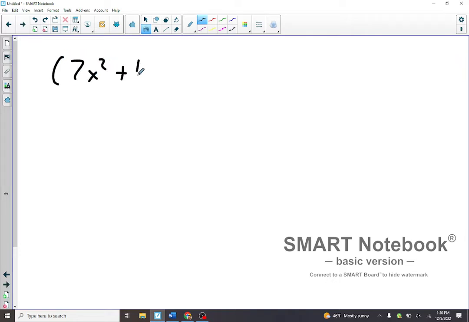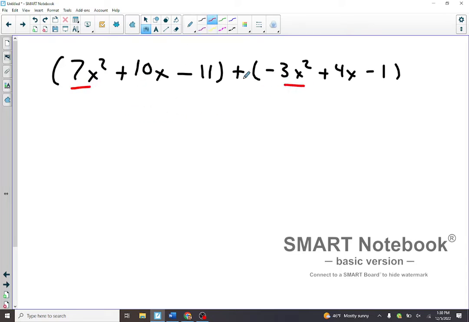7x squared plus 10x minus 11 plus negative 3x squared plus 4x minus 1. What's the difference? This has a plus sign in the middle. No, I'm saying what is the difference? Still add. So you add these. So 7 minus 3 goes with x squared. So 4x squared. Plus 14x. This goes with this. So 10 plus 4, 14x. And this one goes with this one because they're just plain numbers. Negative 11 plus negative 1, negative 12.